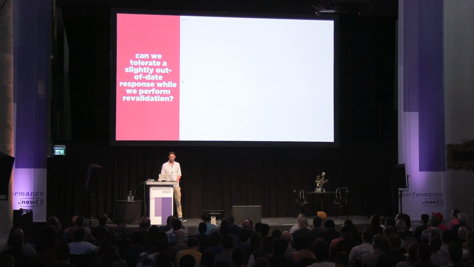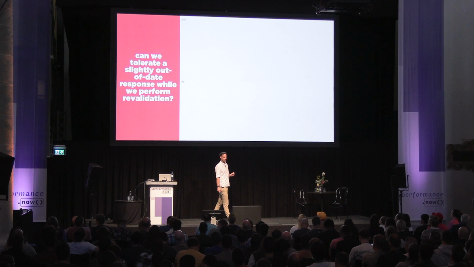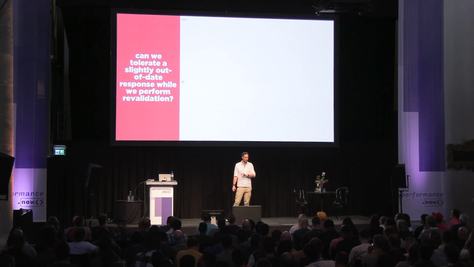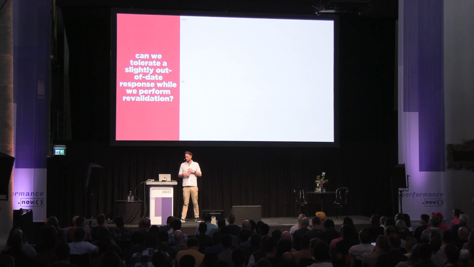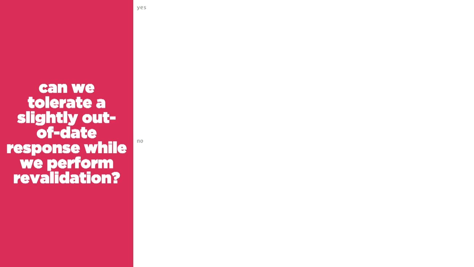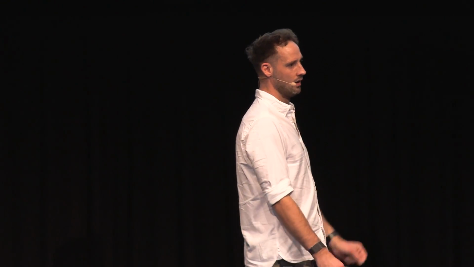Whew, this is a big one. Can we tolerate slightly out-of-date content, a slightly out-of-date response, while we perform revalidation? This is kind of a new one, so if anyone knows what the answer is here, I'll be quite impressed. Anyone got any idea how to solve this one? Can we tolerate slightly out-of-date content while that revalidation happens? I heard a couple of people murmuring it. So basically, we've got a relatively new directive called stale-while-revalidate.